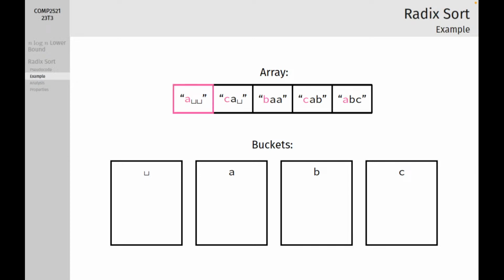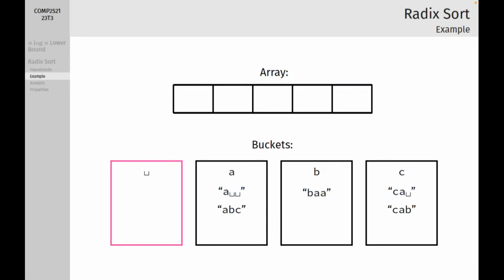Right. So this goes in the A bucket, this goes in the C bucket, this goes in the B bucket, this goes in the C bucket, and this goes in the A bucket. All right. And now, again, we clear the array and store these keys back into the array in order. Right, so the blank bucket is empty.